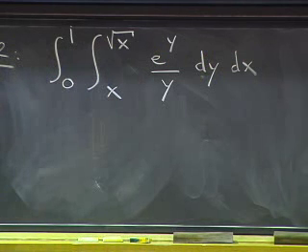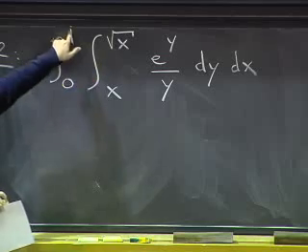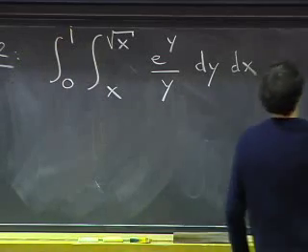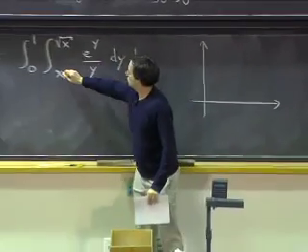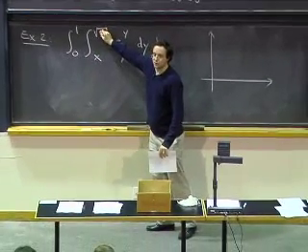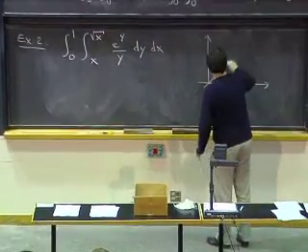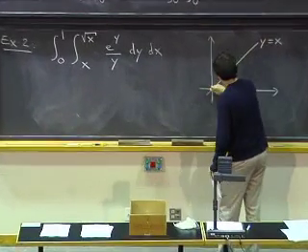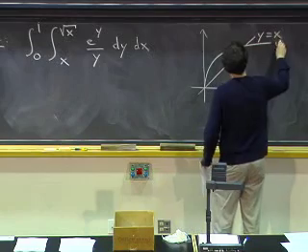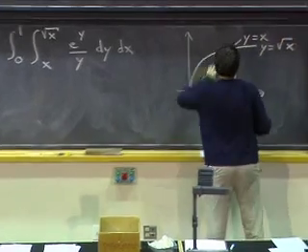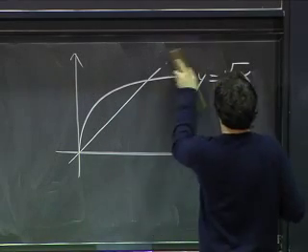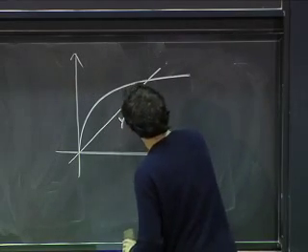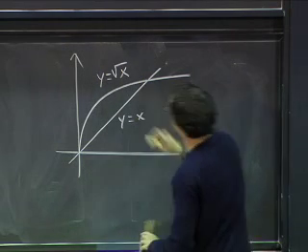So instead, we'll try to switch the order. But to switch the order, we have to understand what these bounds mean. So let's draw a picture of the region. What we're saying is y goes from y equals x to y equals square root of x. Let's draw y equals x and y equals square root of x.